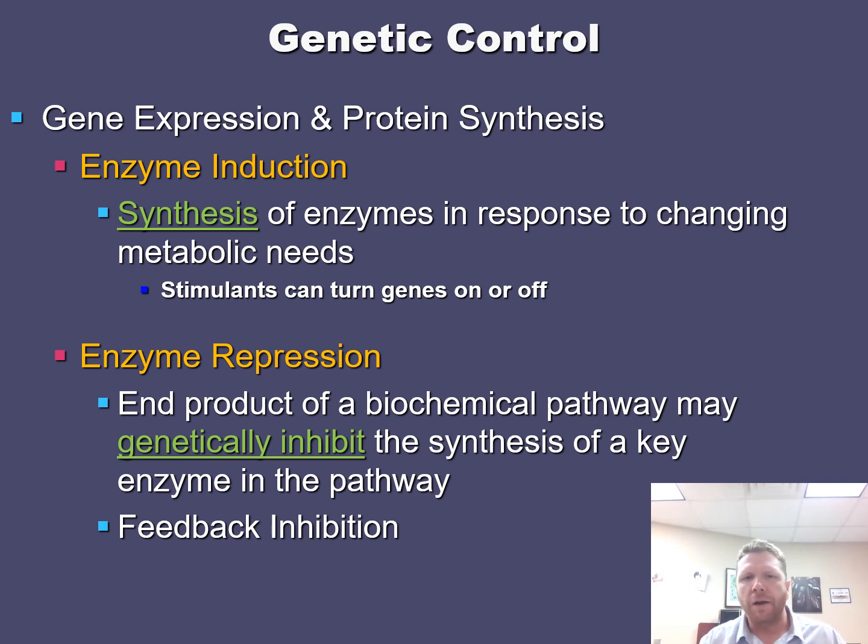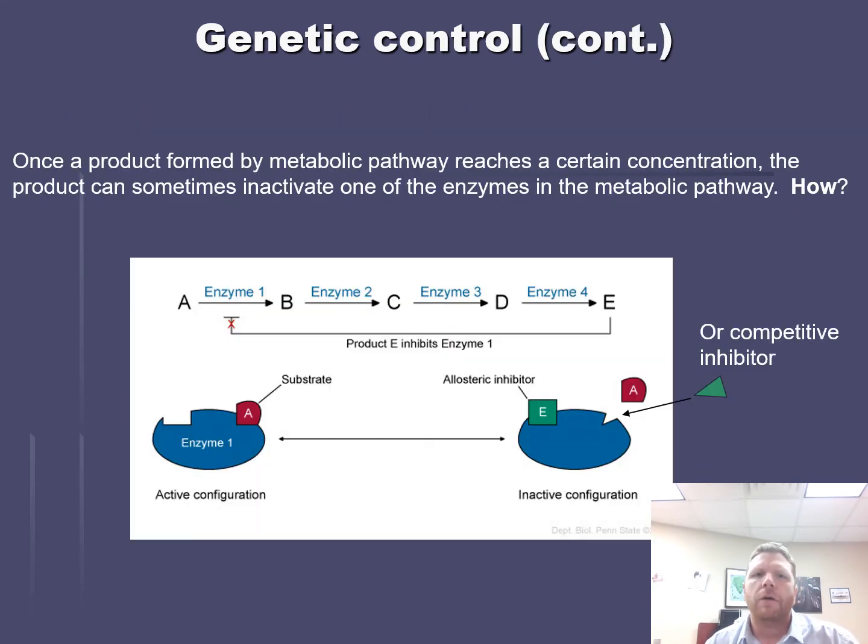Enzyme repression: the end product of a biochemical pathway may genetically inhibit the synthesis of a key enzyme in that pathway. So there might be a product that suppresses the expression of a gene that would lead to more of that product. That would be kind of a negative feedback loop.